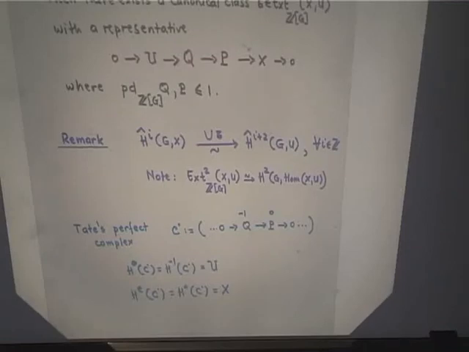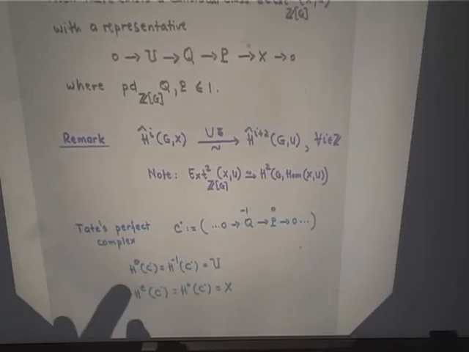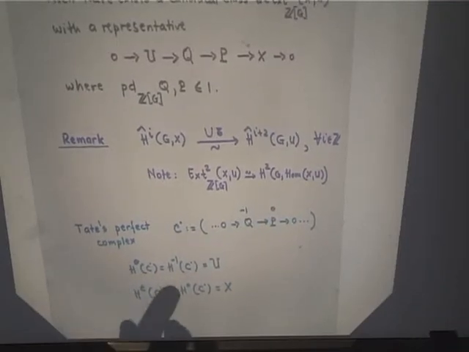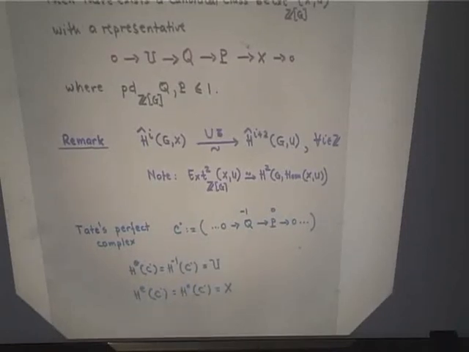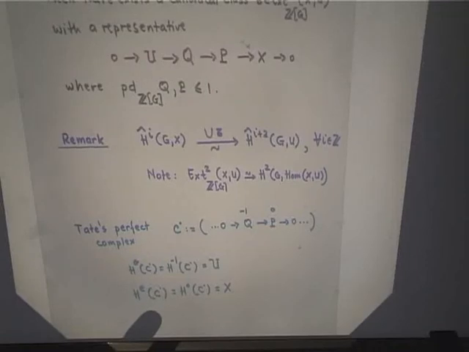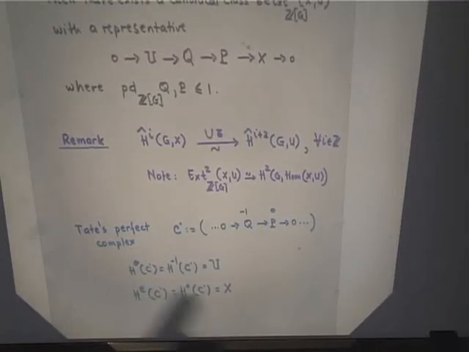Okay? What is the cohomology of this complex? Well, the cohomology of this complex, the odd cohomology is just H1, which is my U, the guy that I want to understand. And the even cohomology is my X, the guy that I know. This is my friend.